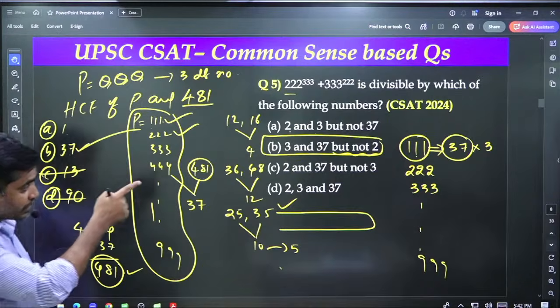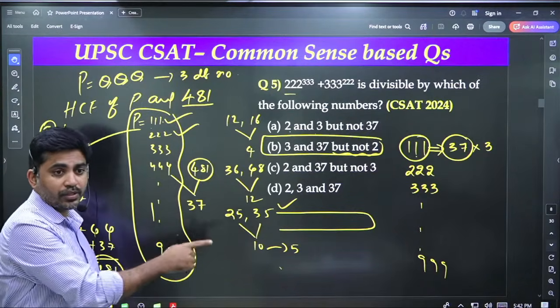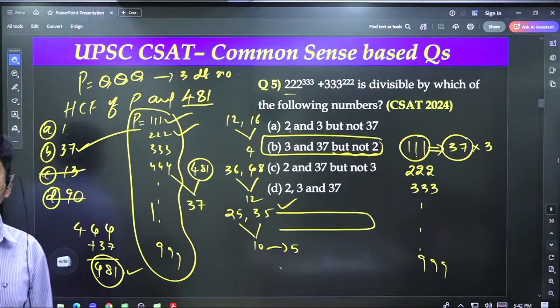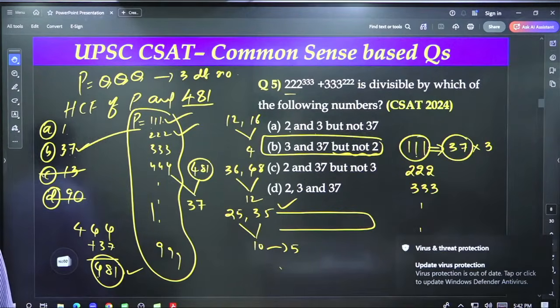That's why these numbers, 37, 111, 222, are very, very important. In number systems, almost 6 to 7 times they asked questions based on this.